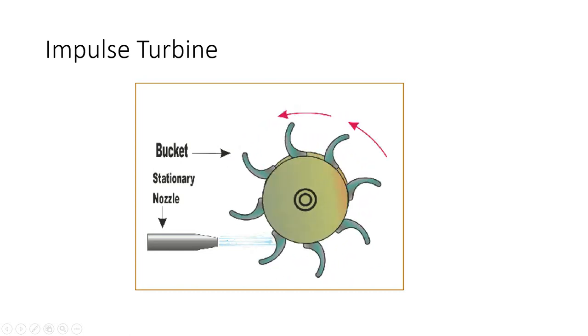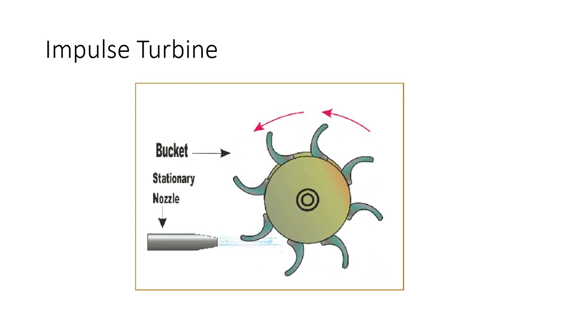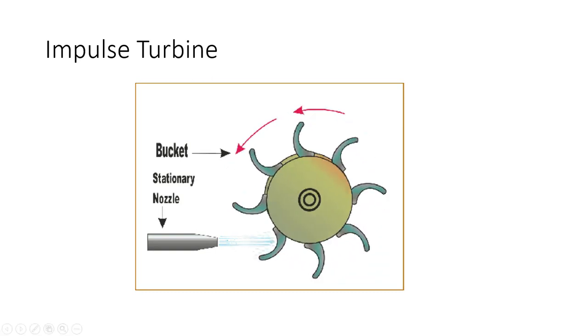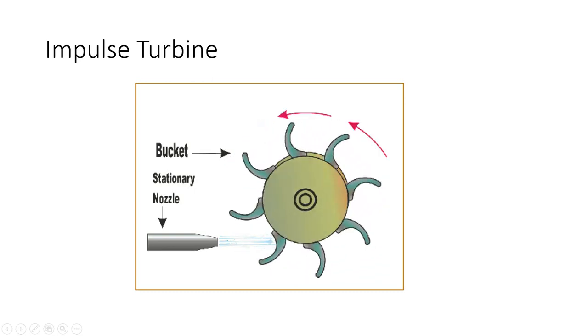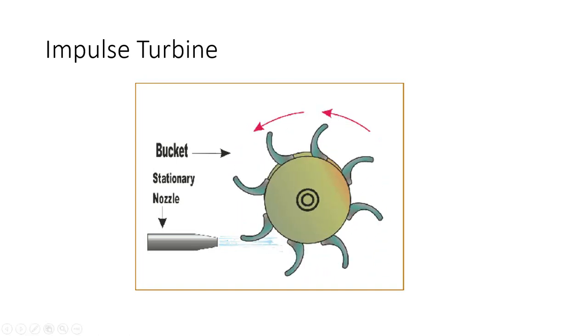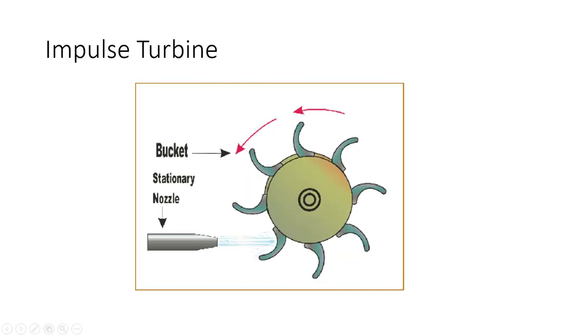This can be fluid at high velocity or fluid at high pressure. Usually in this type, it is fluid at high velocity. It is focused through a nozzle, and then when it faces the blade, the fluid will directly impart its kinetic energy onto the blades, thereby rotating the rotor. So that is your impulse turbine.